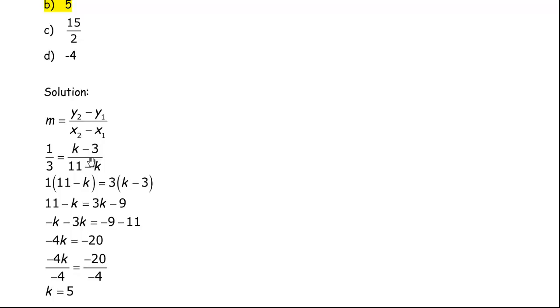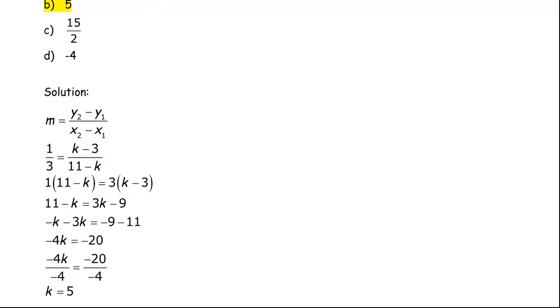Now we're trying to solve for k here, and notice we have k in 2 different places. So I'm going to do something called cross multiplying to get rid of the fraction parts here, and eventually isolate for k. Cross multiplying says the product of the 2 things on the diagonal are the same. So 1 times the 11 minus k equals the product of 3 and the k minus 3. And that's exactly what I have written in the next line here.